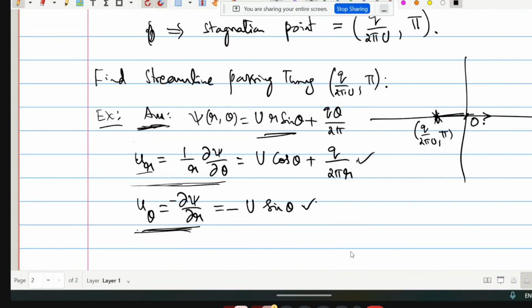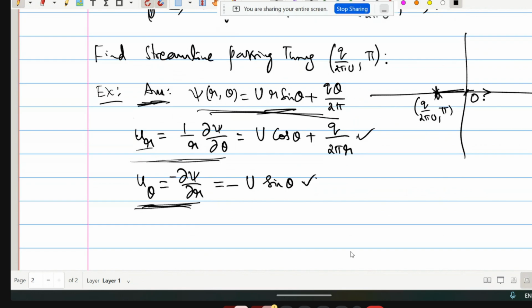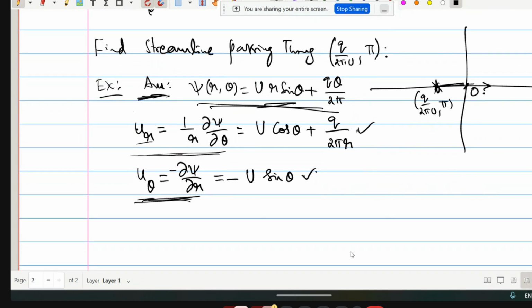You know what is UR, you know what is U theta, so you will get this one. This is a reverse way. We are only checking. If I do this exercise, our time will go. So this is what is your psi.